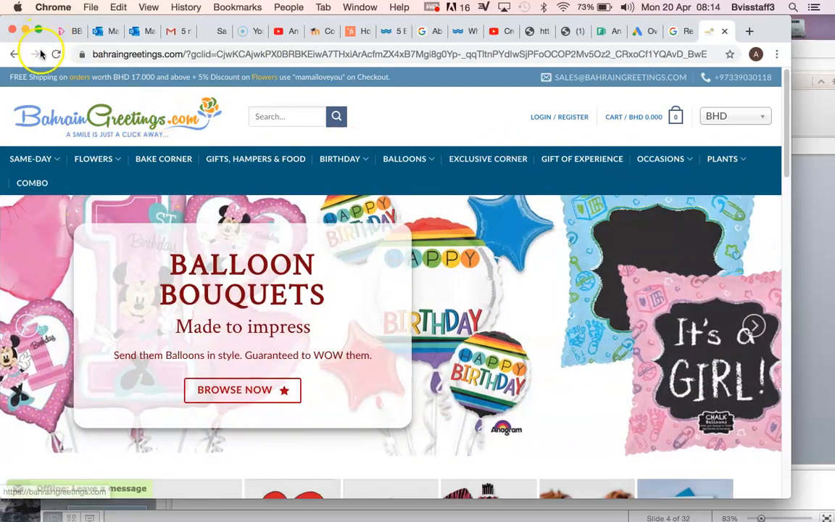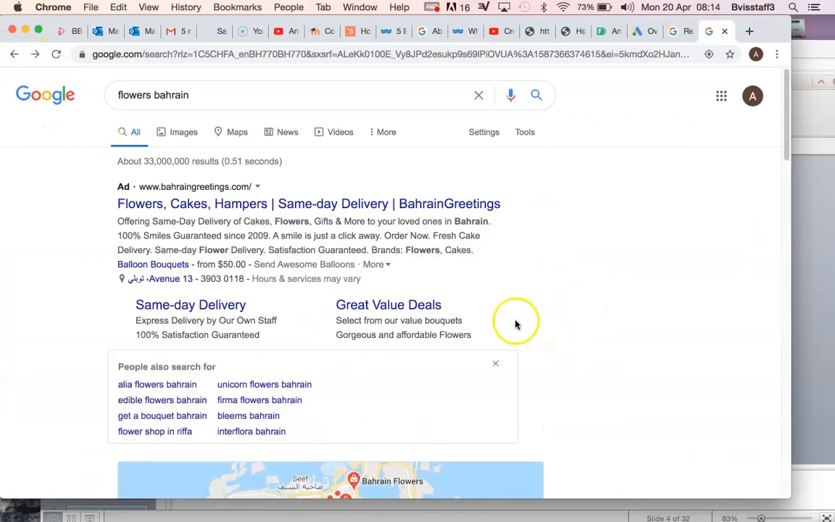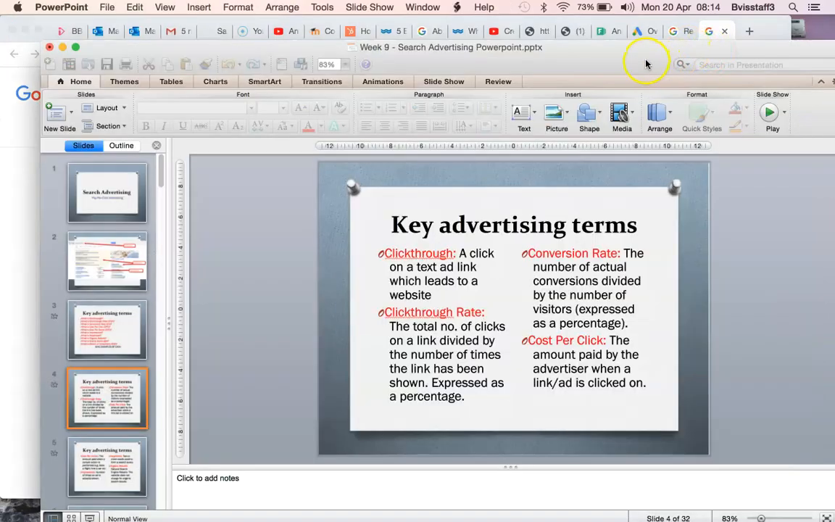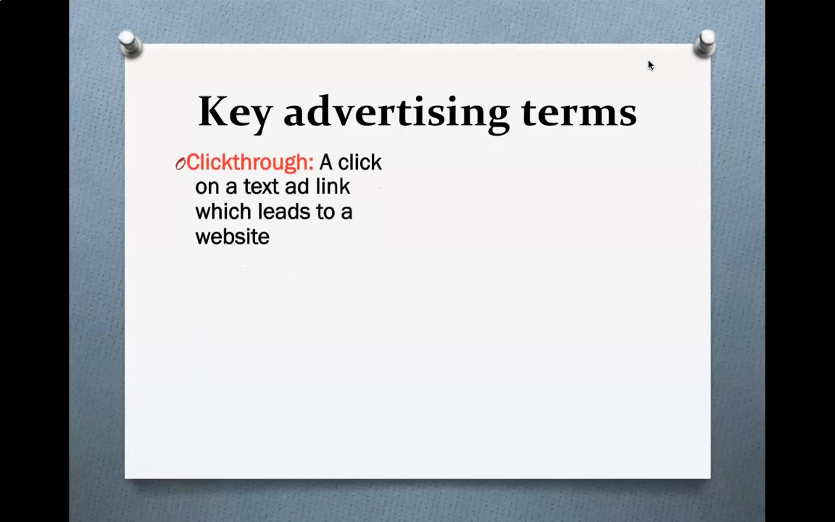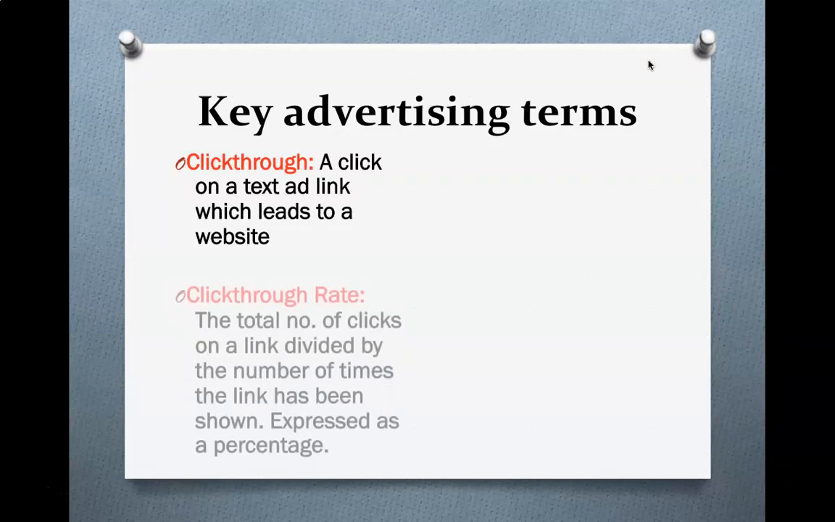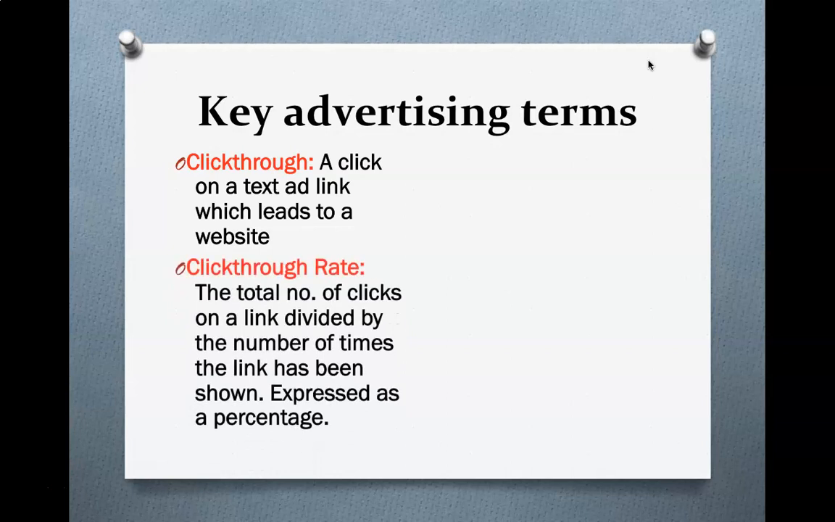And that's all a click-through is. So I have clicked through. Nice and simple. I go to my search engine page and I click through. A click on a text ad link which leads to a website. Nice and simple. Click-through rate is a mathematical term, which is the total number of clicks on a link divided by the number of times the link has been shown, and this is usually expressed as a percentage.